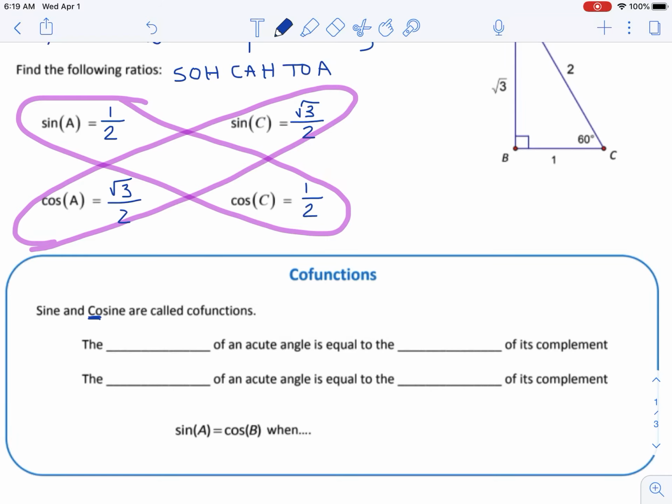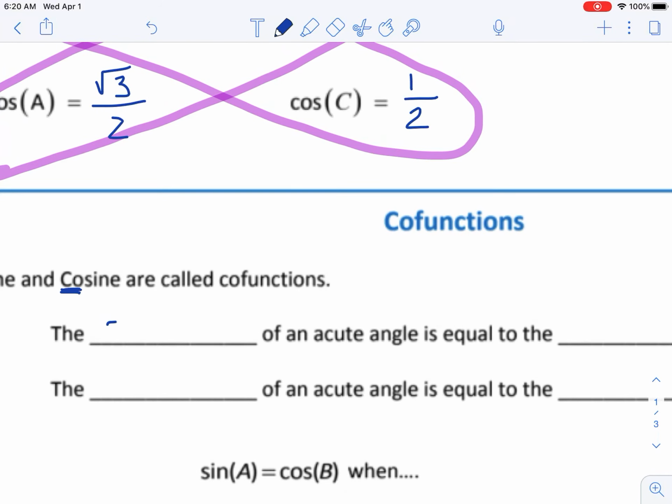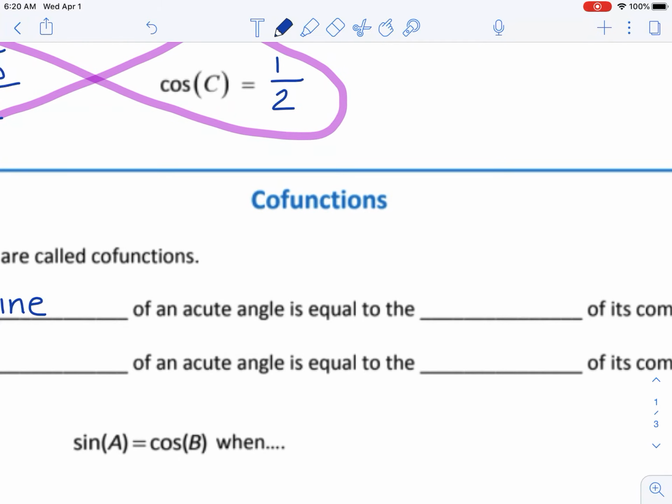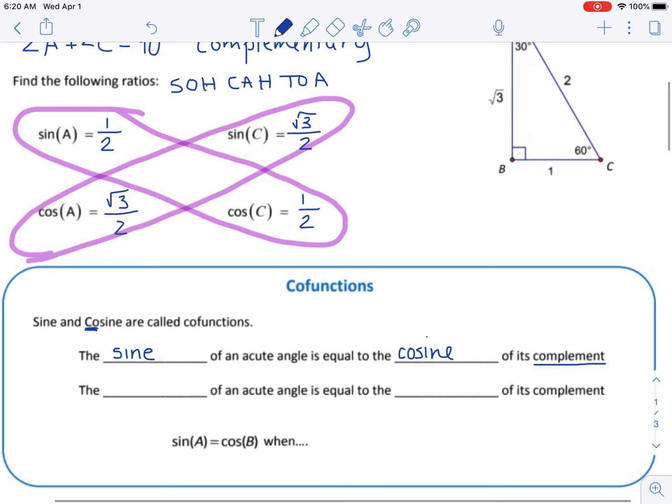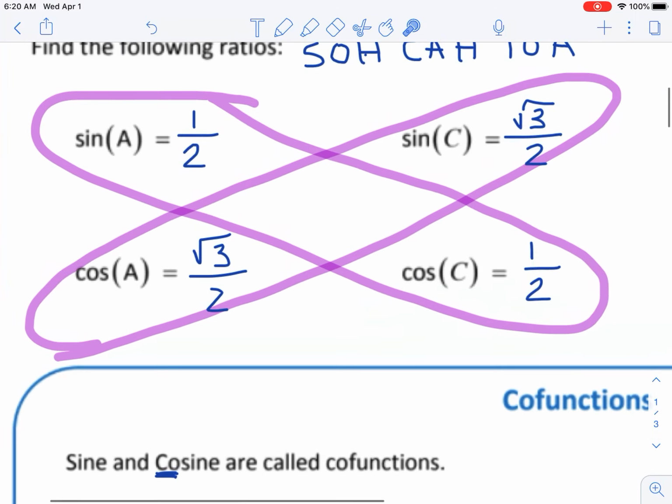And what I'm looking for is that the sine of an acute angle, remember, we're always using acute angles because we're always using a right triangle, but we're never using the right angle, so they're always going to be acute. The sine of an acute angle is equal to the cosine of its complement. So what we saw up here, the sine of A was equal to the cosine of its complement.